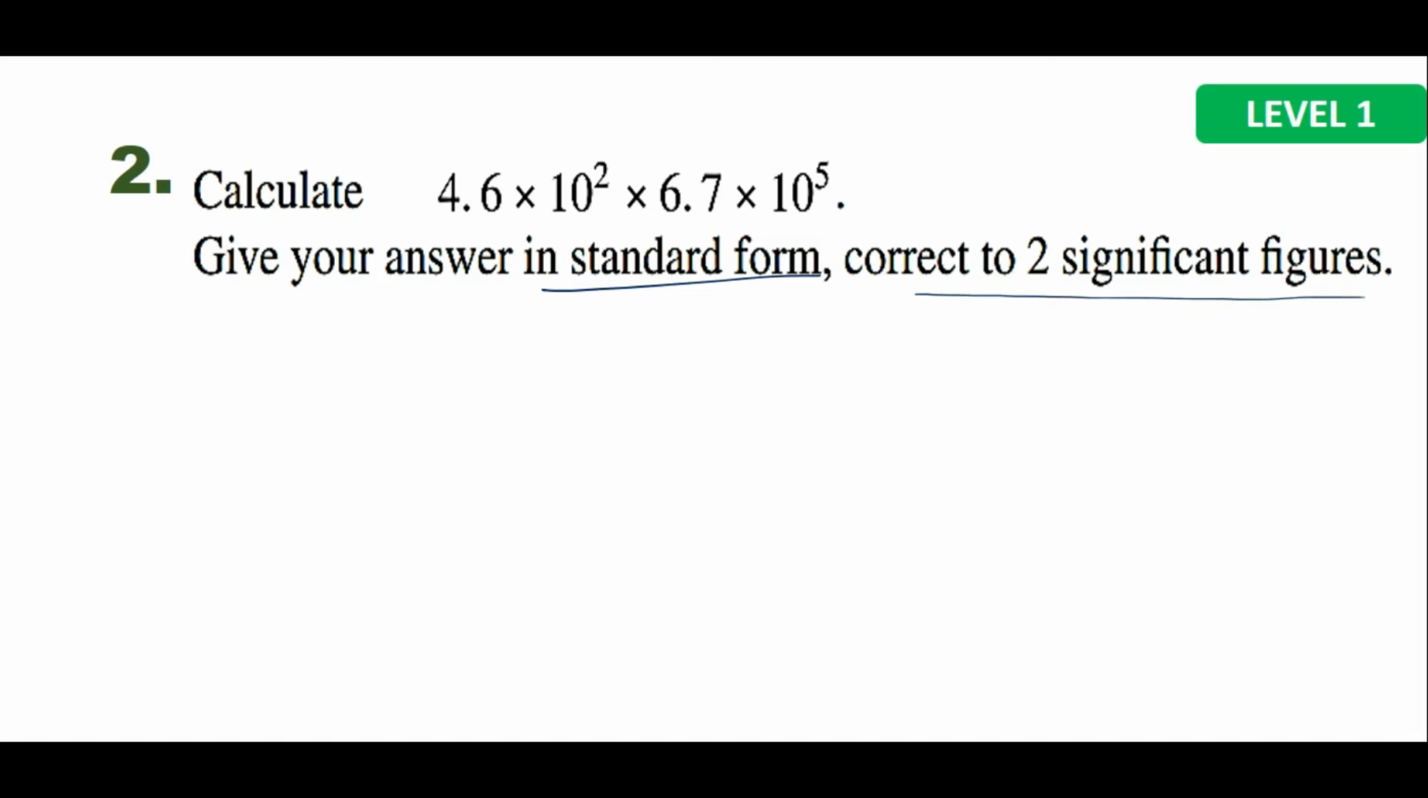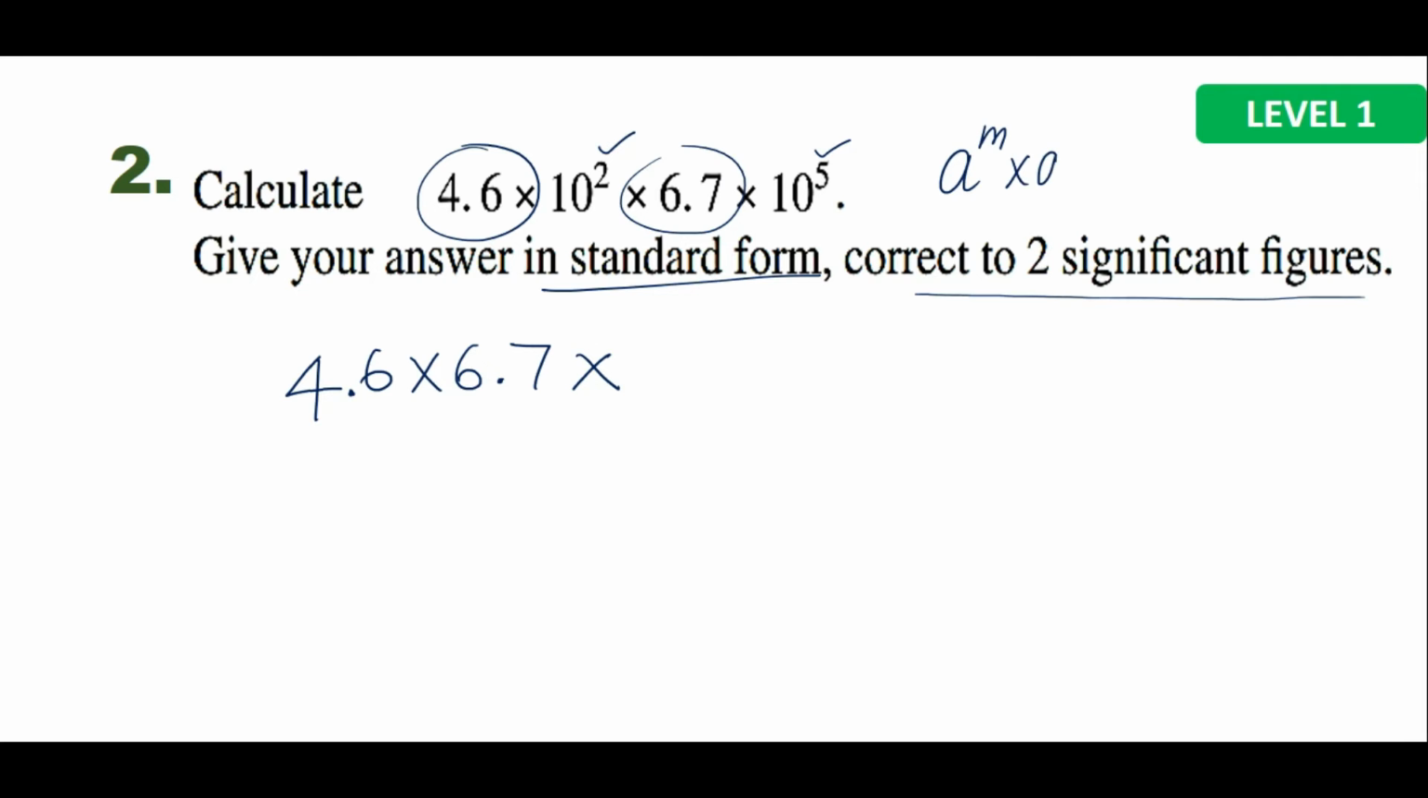So step 1 will be to multiply these numbers, which is 4.6 times 6.7 multiplied by, you can see, 10 to the power of 2 times 10 to the power of 5. We can use the rule of indices where you have a to the power of m multiplied by a to the power of n. When you have the same base, you can just add the powers. So here you have 10 as the base and 2 and 5. So it's going to be 2 plus 5.